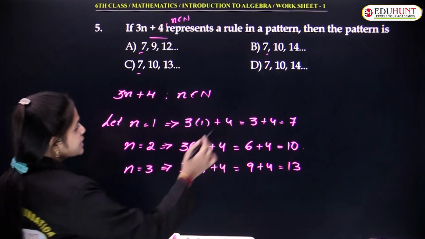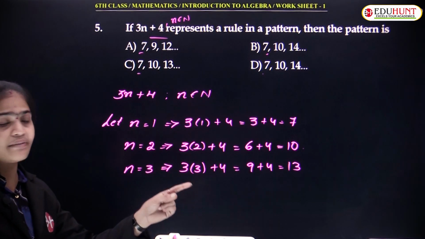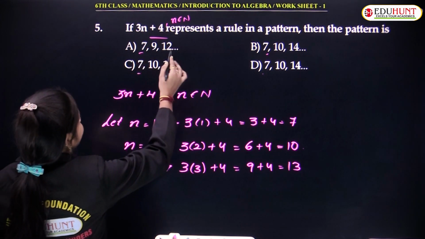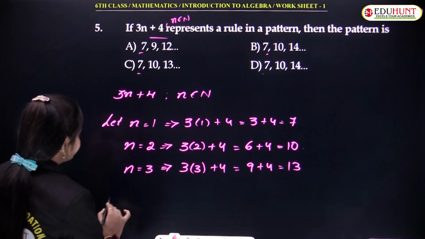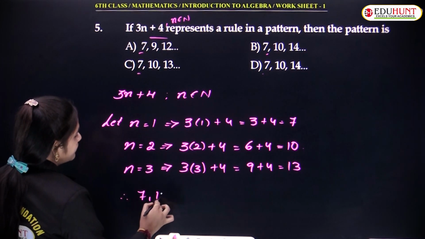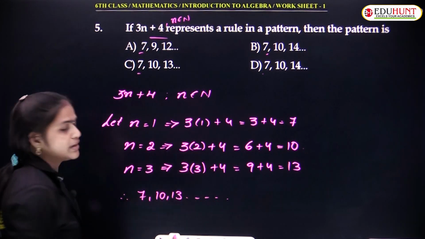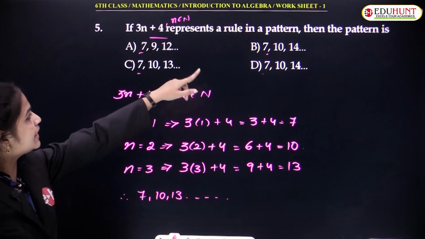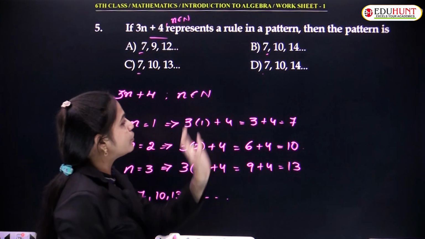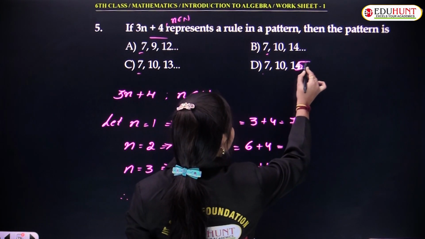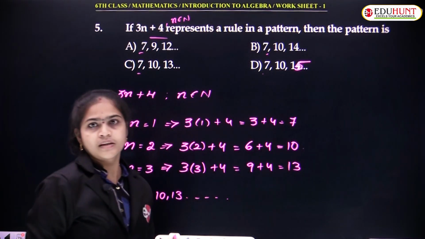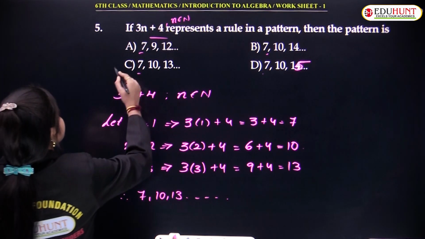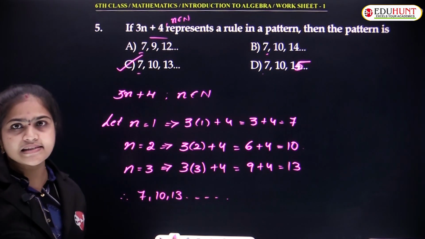See here, they have given only up to 3 terms, no? So we can check up to 3 terms; that is sufficient. Here we get 7, 10, 13 and so on. This is the answer, right? In two of the options they have given 7, 10, 14 and 7, 10, 15. As per this, which option is correct? Here 7, 10, 13. Option C is correct.